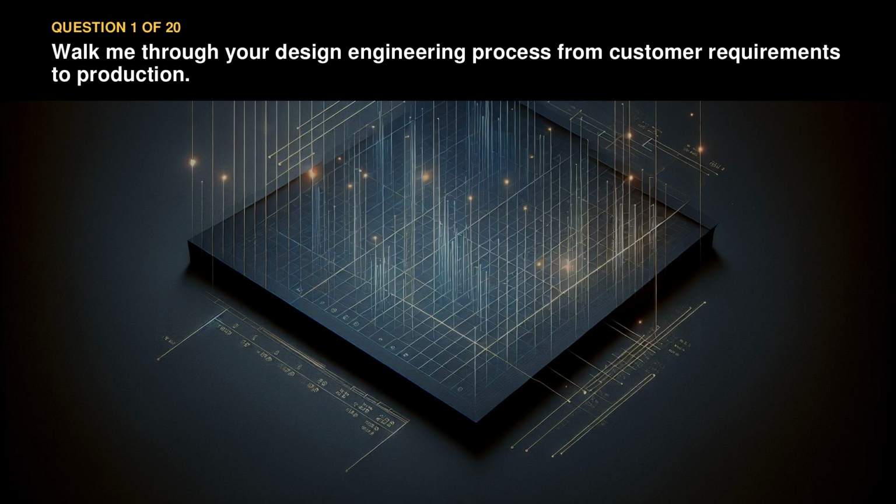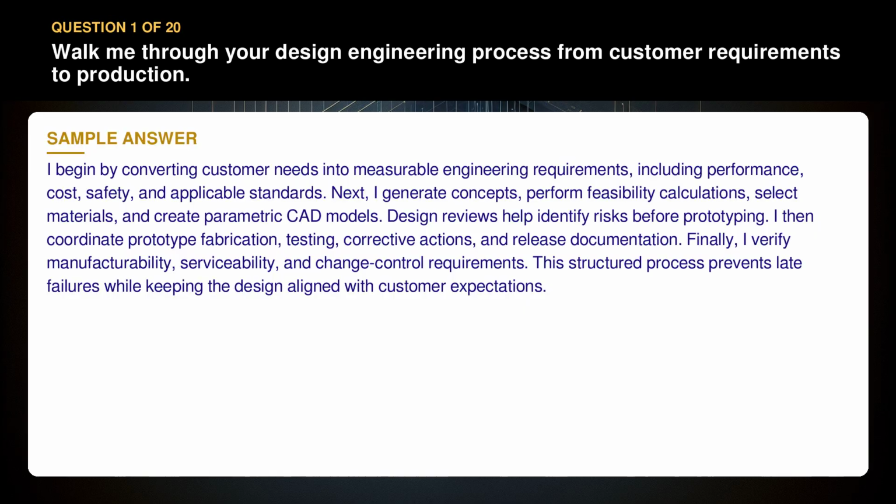Question 1. Walk me through your design engineering process from customer requirements to production. I begin by converting customer needs into measurable engineering requirements, including performance, cost, safety, and applicable standards. Next, I generate concepts, perform feasibility calculations, select materials, and create parametric CAD models. Design reviews help identify risks before prototyping.